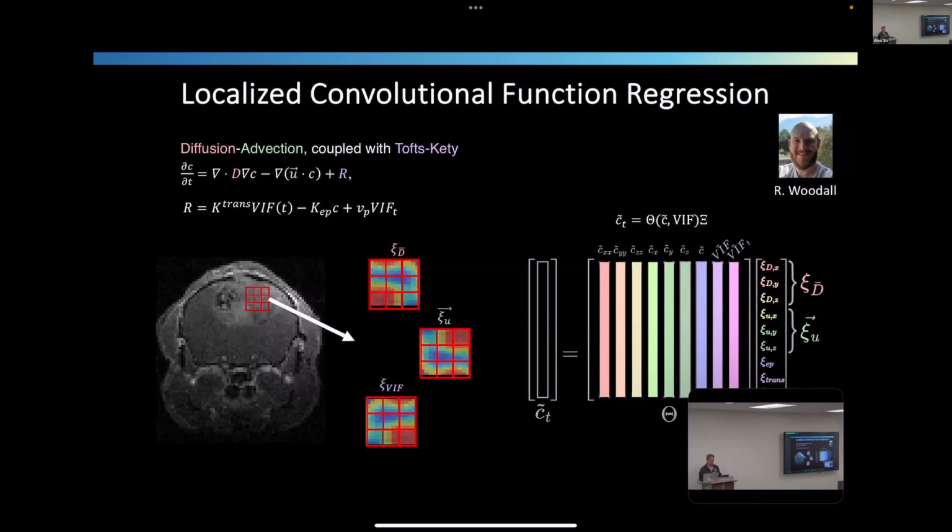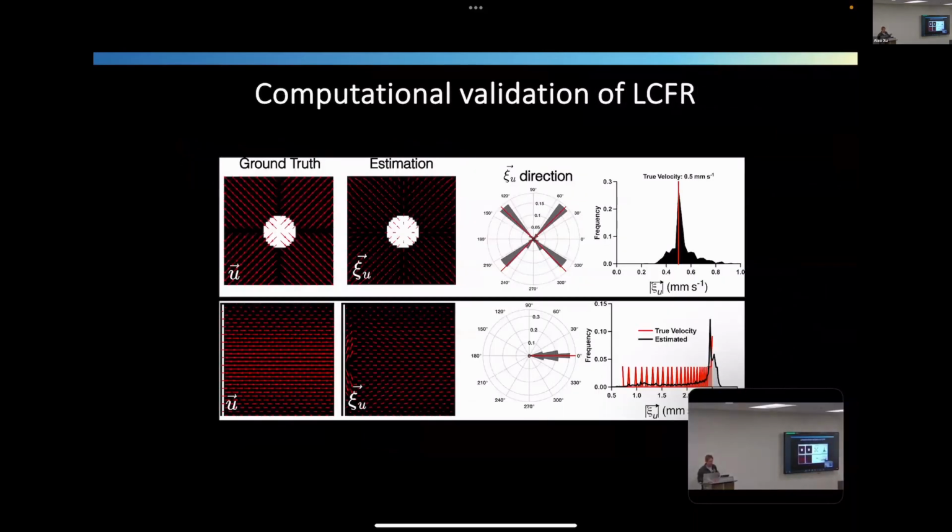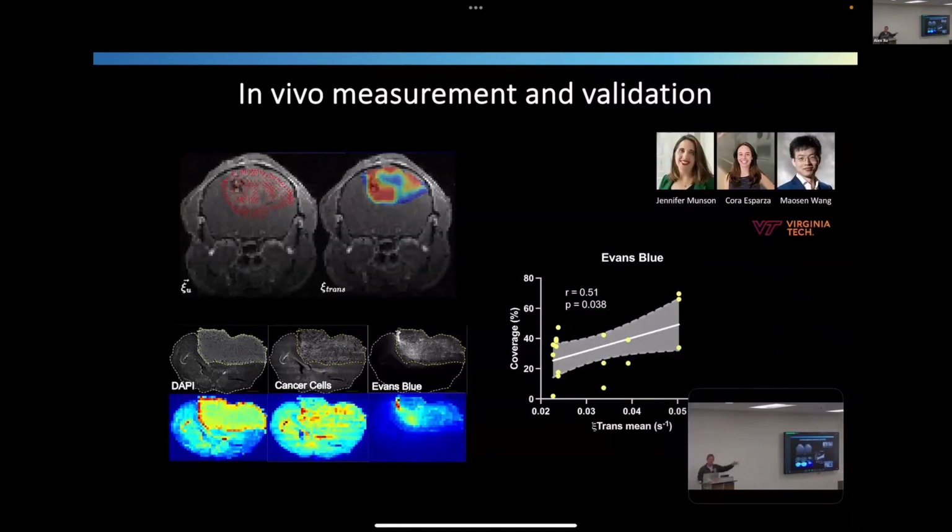So what we do is we take this moving window through the MRI, and in each moving window we try to do an inversion or an estimation of the diffusion and the advection or flow field of the contrast agent in the tissue. And it turns out it really works. So we can show computationally the algorithm works, and then we can show experimentally that the algorithm works, okay?